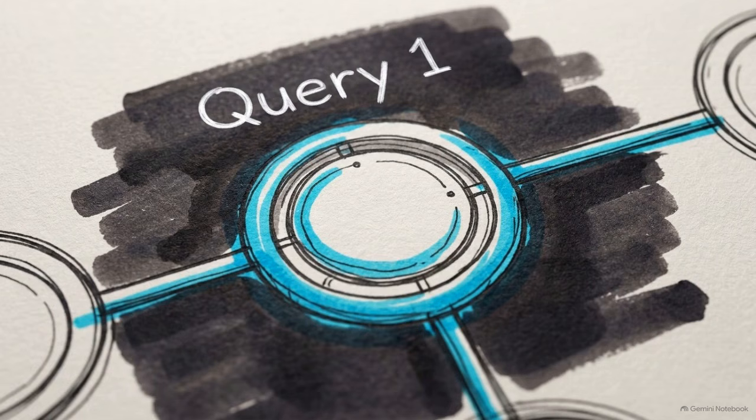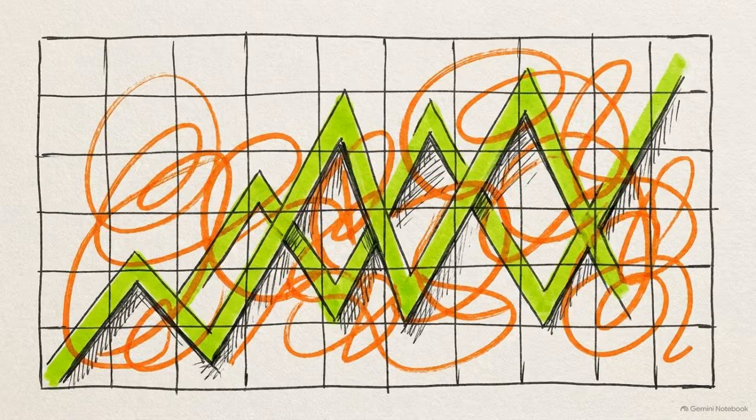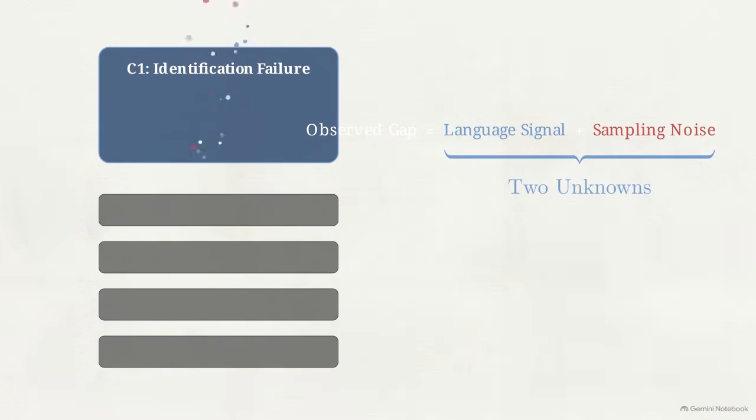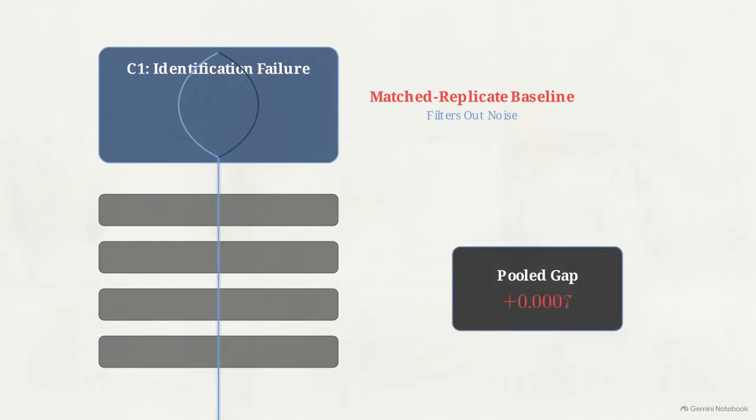The first block is C1, the identification failure. If you ask a stochastic model the exact same question twice in its own language, it will not perfectly reproduce its own action trace. Look at this chaotic data stream. Without a baseline, you're solving one equation with 2 unknowns, unable to separate language changes from raw sampling noise. The fix? Generate every cell twice, altering only the serving seed, establishing a matched replicate baseline to filter inherent noise.